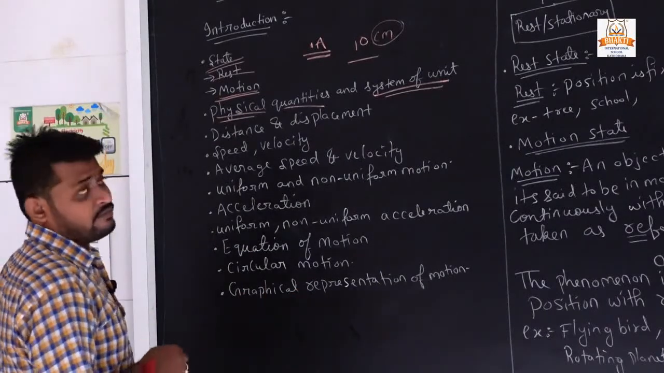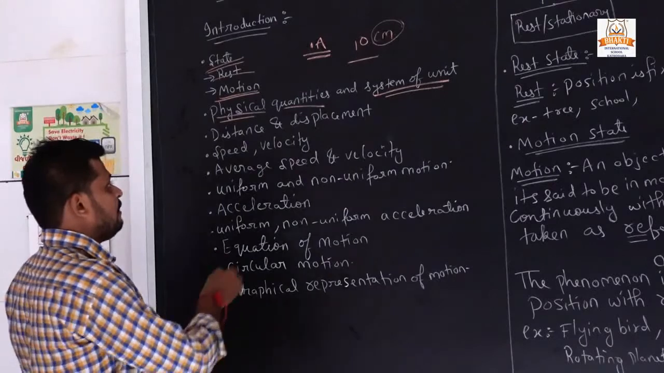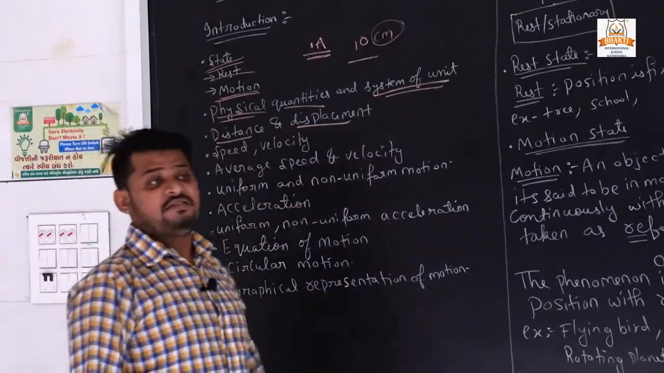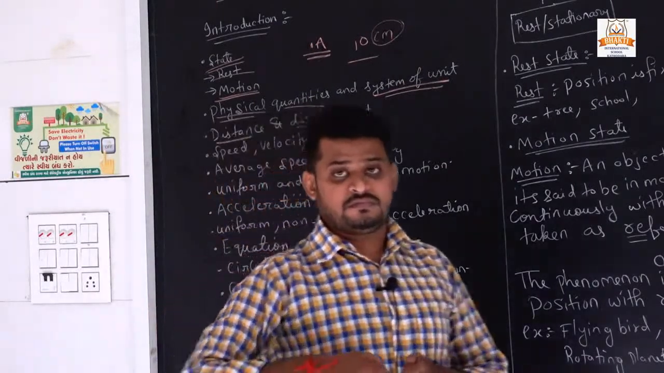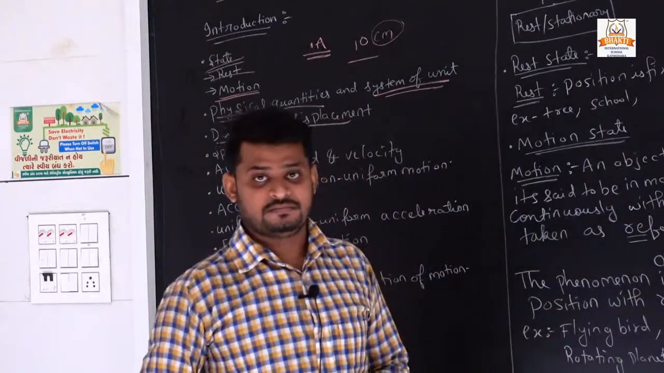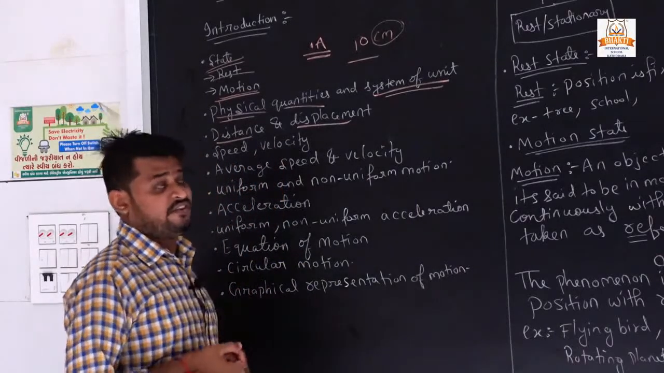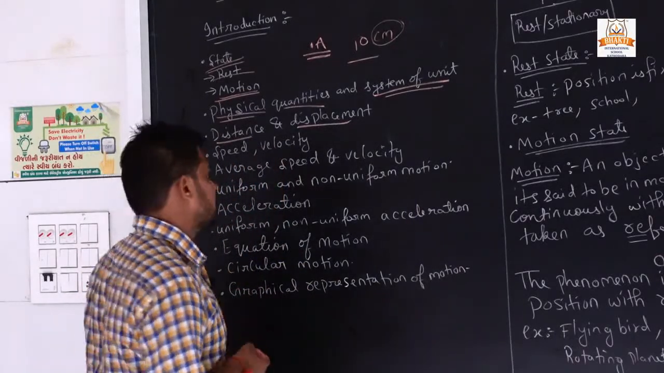The third point that we are going to discuss in this chapter is distance and displacement. They are very close to each other and related to each other. There is only a small difference between them. And what is this?